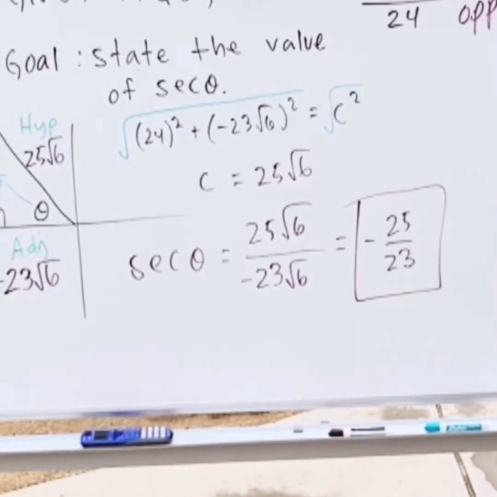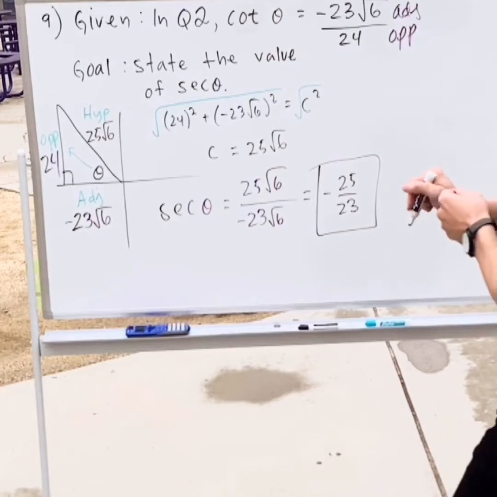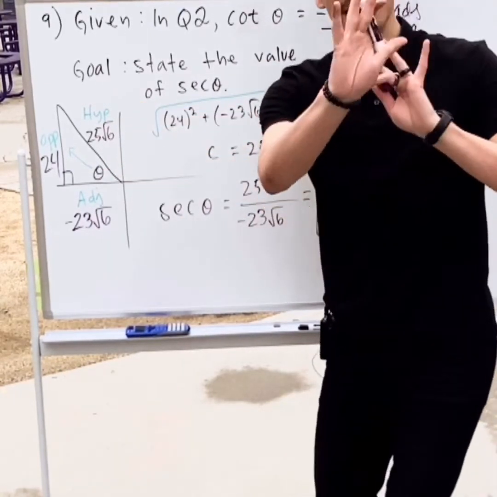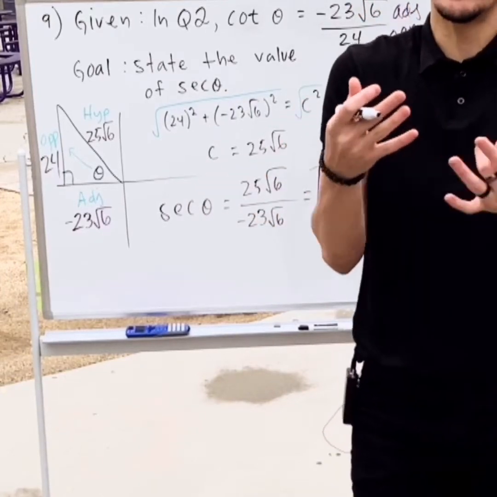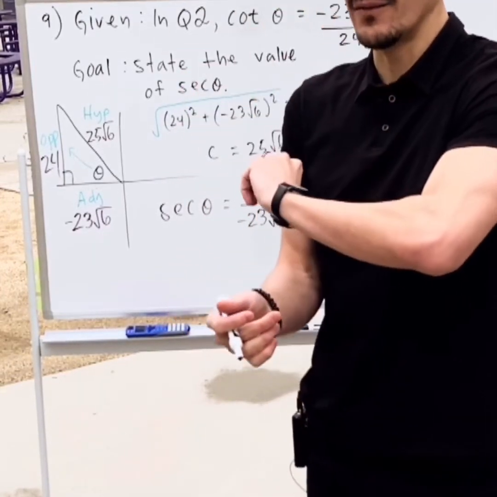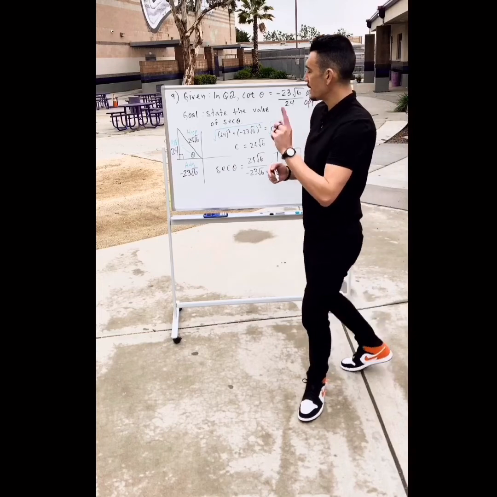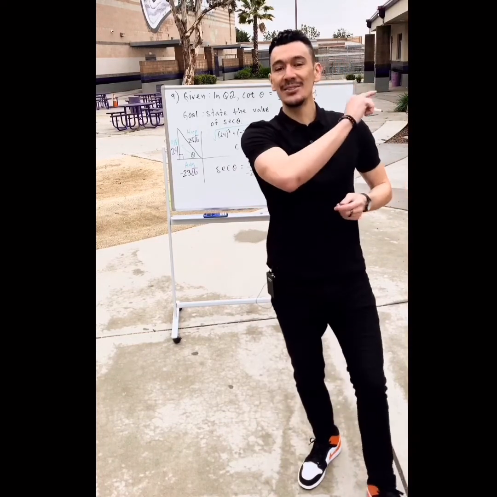A really quick comment. In the right triangle, the hypotenuse is always positive. The legs can be negative depending on which quadrant you are in. So just be careful with that. So now go off and try exit ticket number 9, and I'll talk to you guys tomorrow.